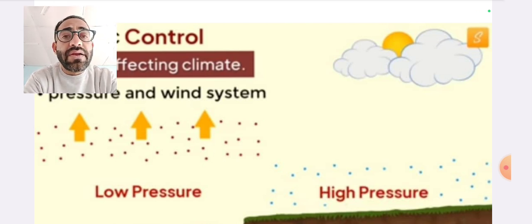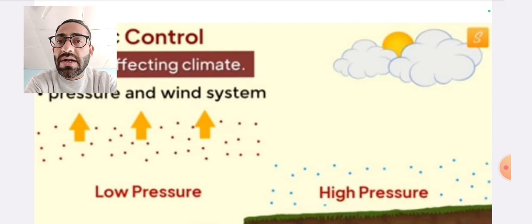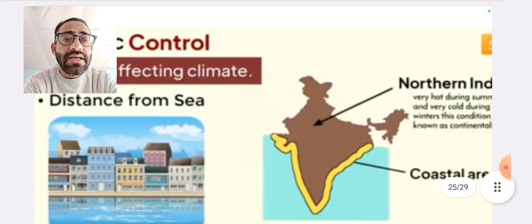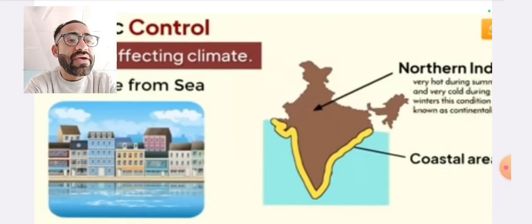Why is there this variation? There are so many factors responsible for this variation. There is latitude, altitude, pressure and wind system, then distance from the sea, then relief features, etc. Okay, so this is all for today. I hope you understand it very well.